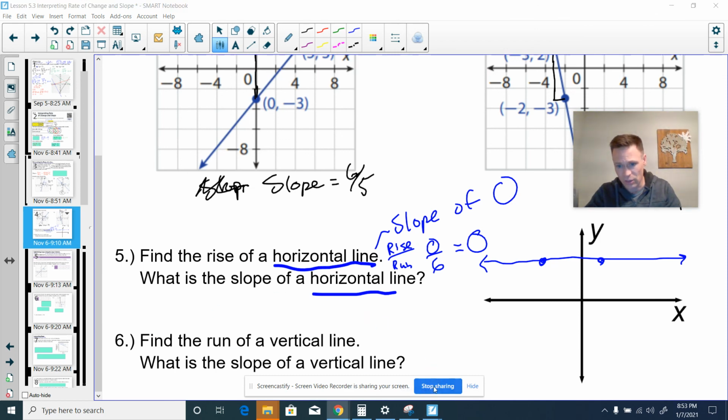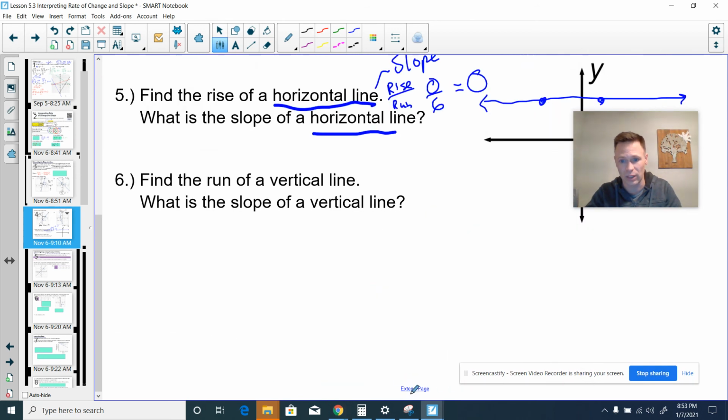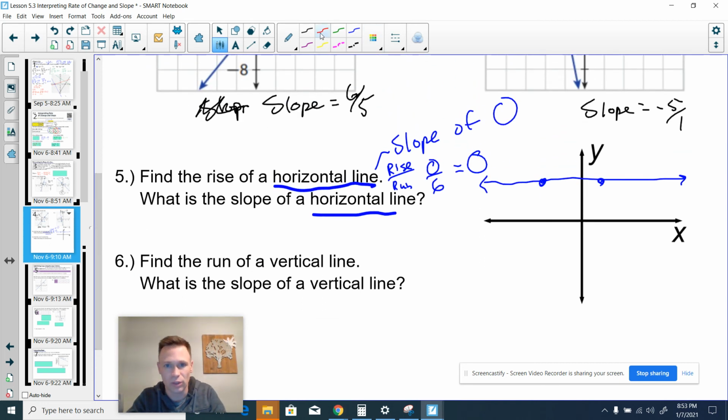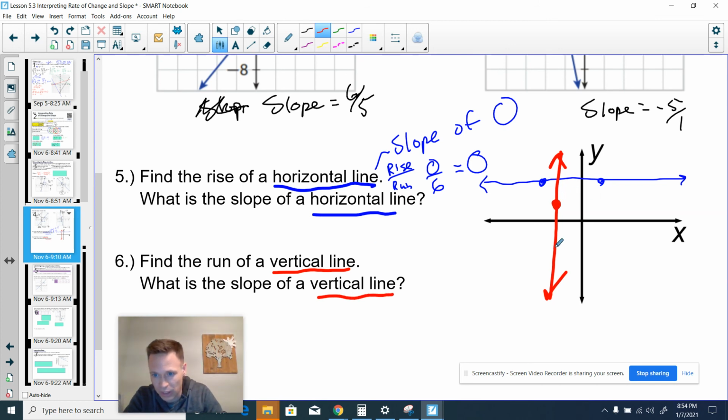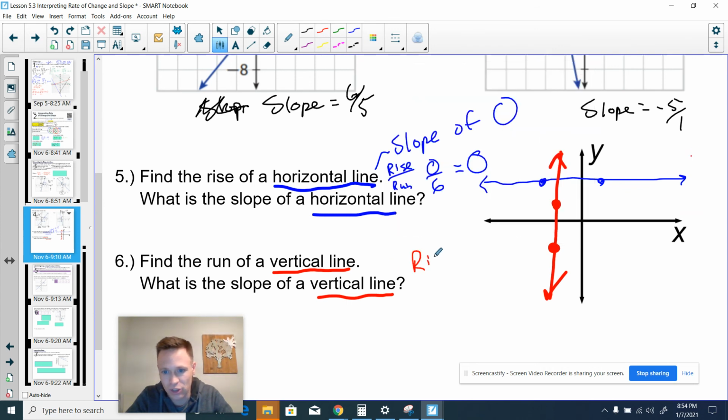Now, the next question is kind of interesting because it's asking, what is the run of a vertical line? So I'll do this one in red. Let's say that this is my vertical line now. Well, let's pick any 2 points. Let's just pick any point here. Well, what's my rise? I don't have a particular rise. I'm going to get a little bit narrower marker here. My rise, let's just say I went up 10. Okay, let's say it was 10.